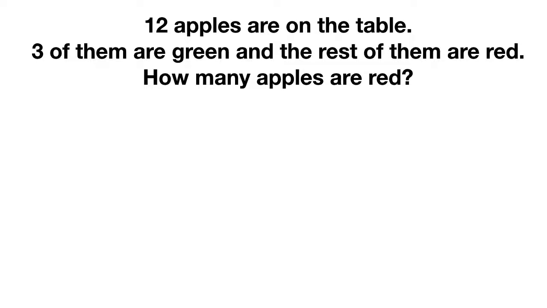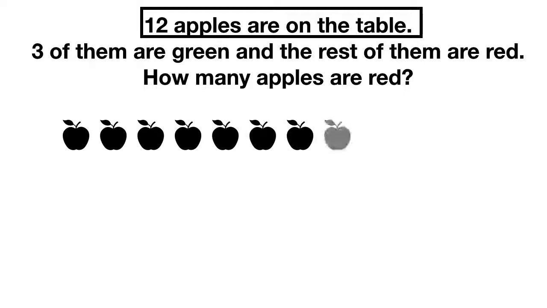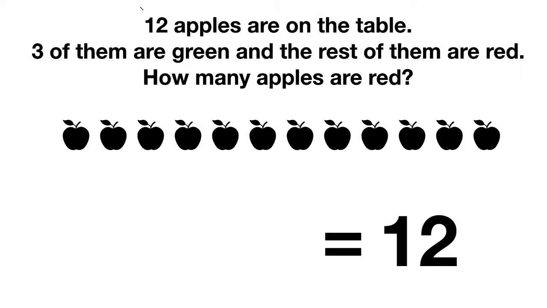In this problem, you start by learning that there are 12 apples on the table. Even though we don't know their color, we could draw out 12 apples. 1, 2, 3, 4, 5, 6, 7, 8, 9, 10, 11, 12. We'll figure out their color later, but we know the total number of apples is going to equal 12.